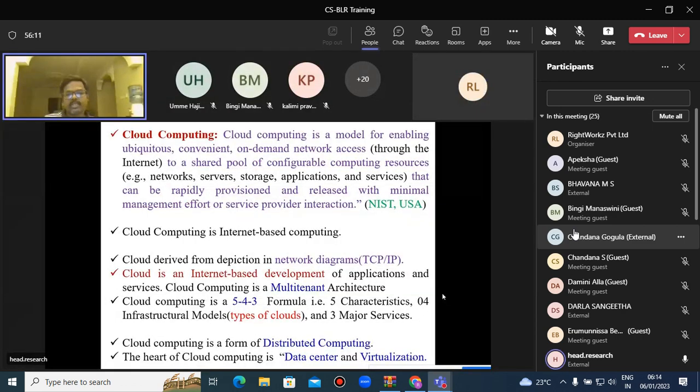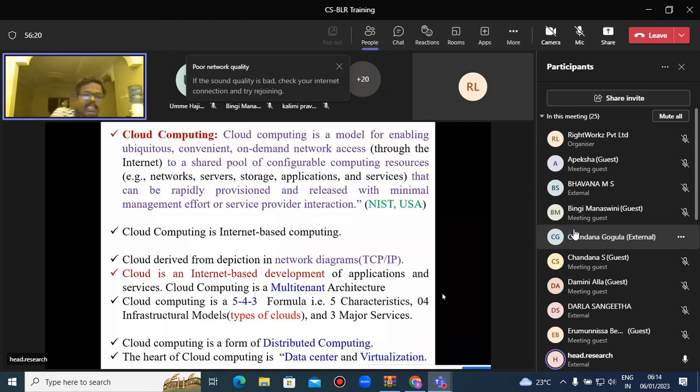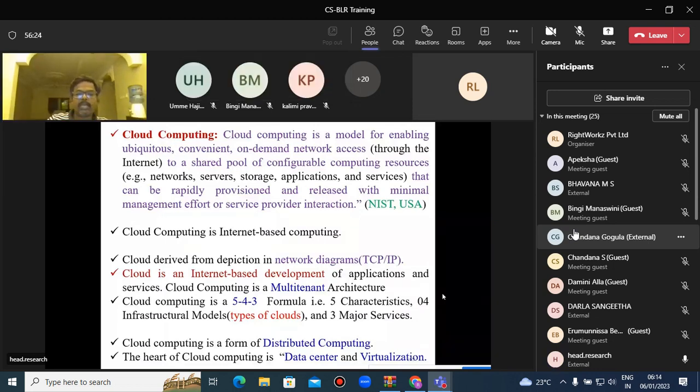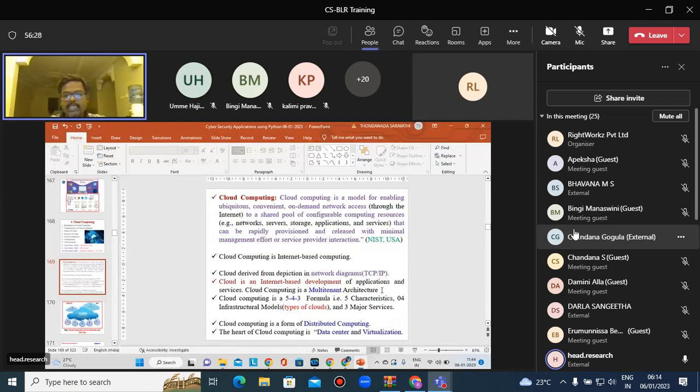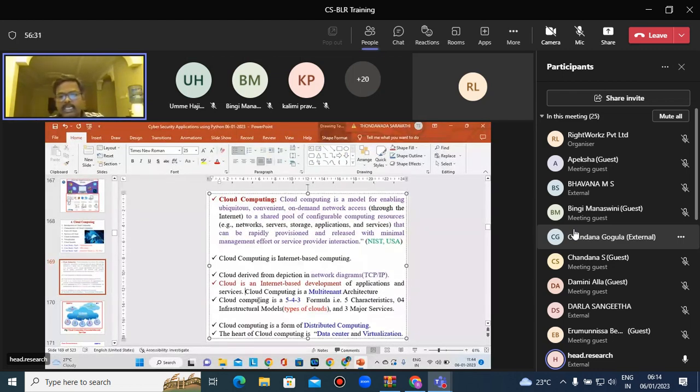Okay, so the complete service through internet. Cloud computing is a multi-tenant architecture. Means multiple users are connected to the cloud. That is called multi-tenant architecture. Multi-tenant means multiple users are connected. You are connected with the tablet, I am connected with the laptop, you are connected with the server, like that.